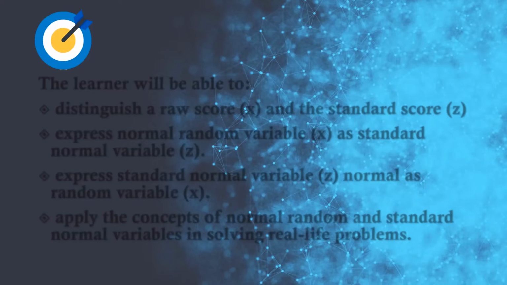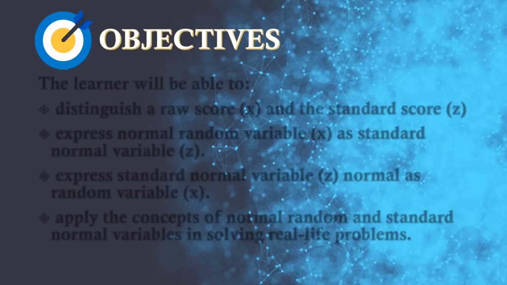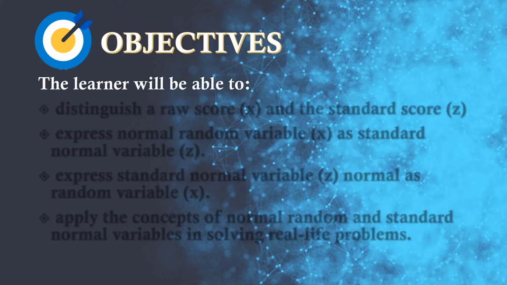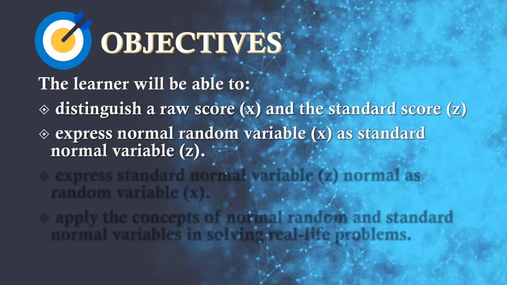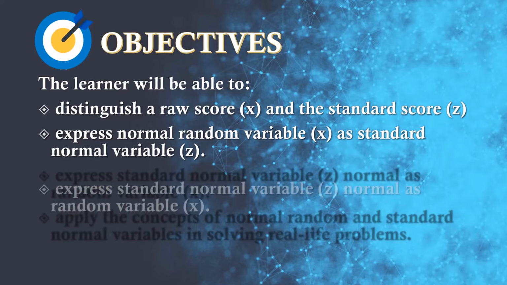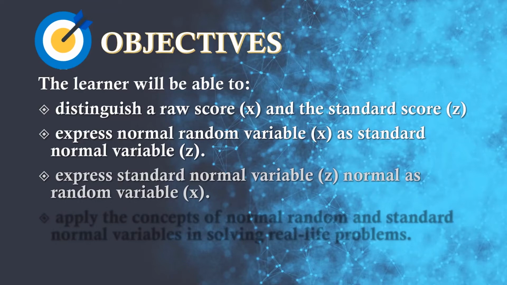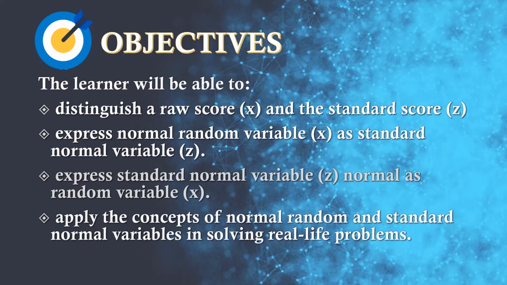Today's lesson in statistics and probability is Lesson 7, converting a normal random variable to a standard normal variable, and vice versa. For today's lesson, we have these objectives. The learner will be able to distinguish a raw score and the standard score, or X and Z; express a normal random variable as a standard normal variable, so express X as Z; and also express a standard normal variable, Z, as a normal random variable. And lastly, apply these concepts of normal and standard normal variables in solving real-life problems.